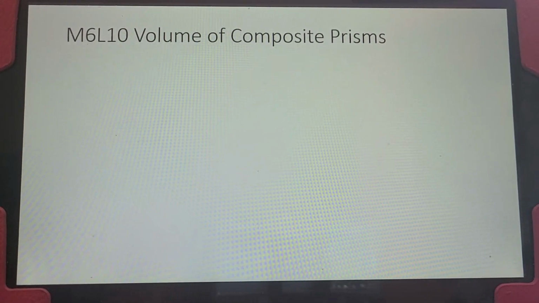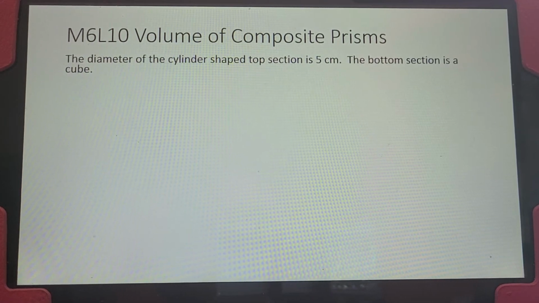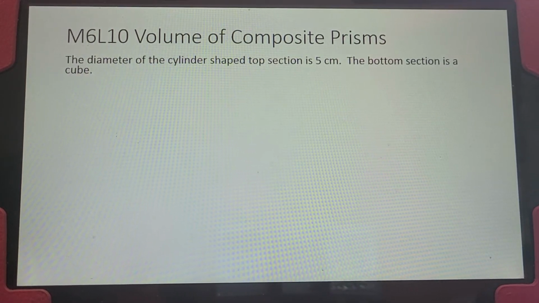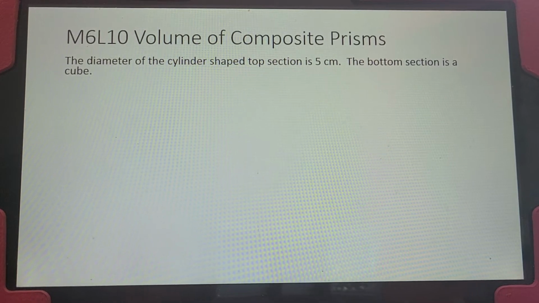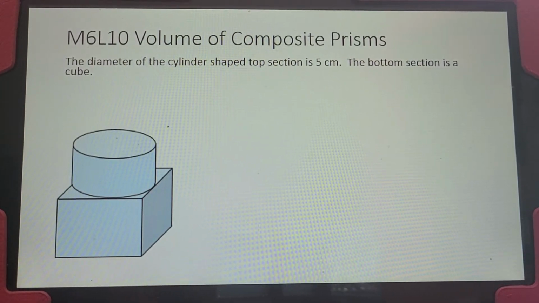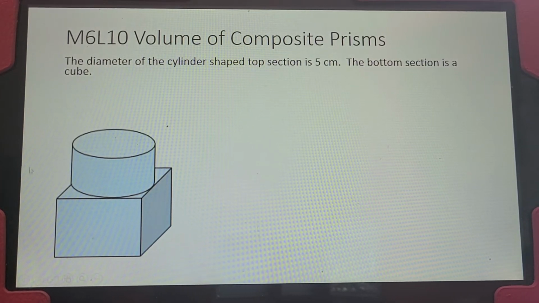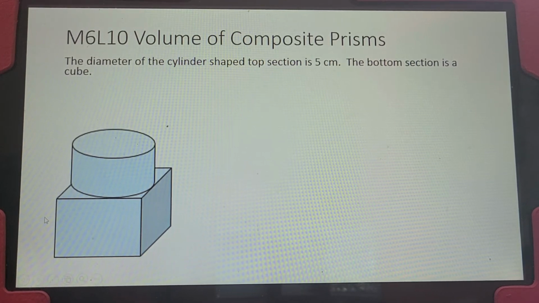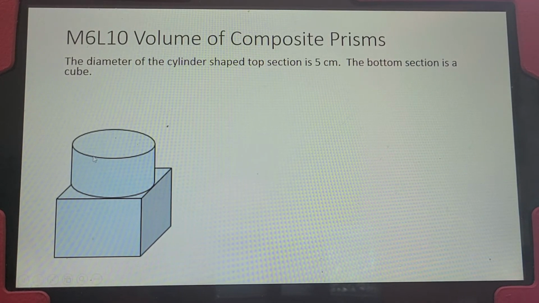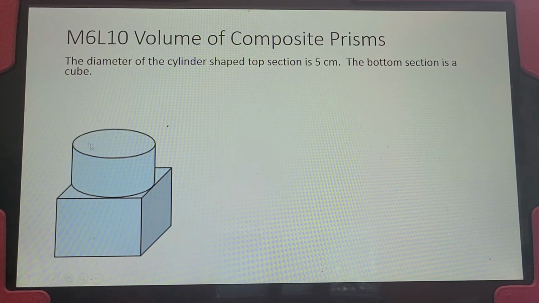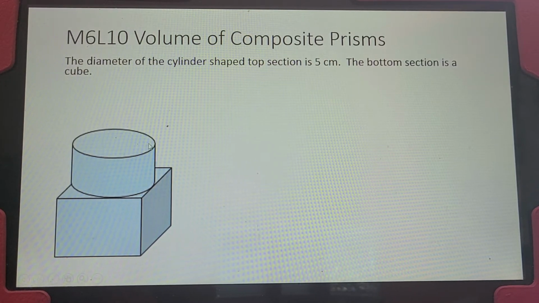So our problem we're going to be working on today is: the diameter of a cylinder-shaped top section is 5 centimeters. The bottom section is a cube. Now let's take a look at our image here. We have got a cube on the bottom here. Now what is true about a cube? All sides are equal. And then we have our cylinder up here, and it says that its diameter is 5 centimeters, which means from this part of our cylinder to this part of our cylinder is a total of 5 centimeters. We go all the way across.